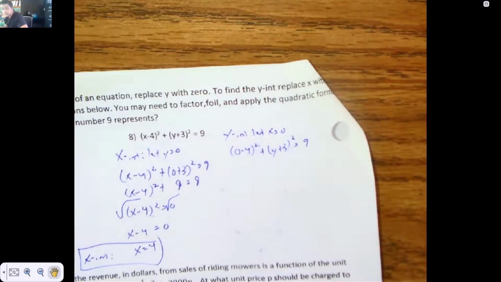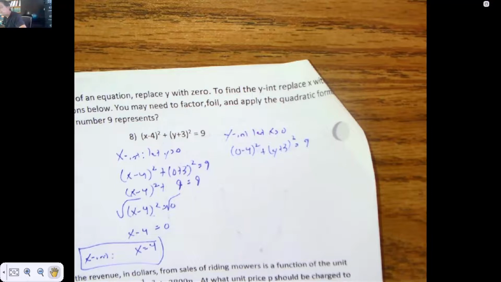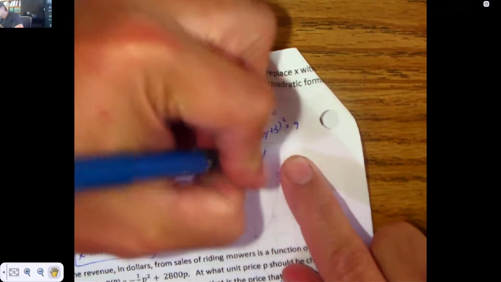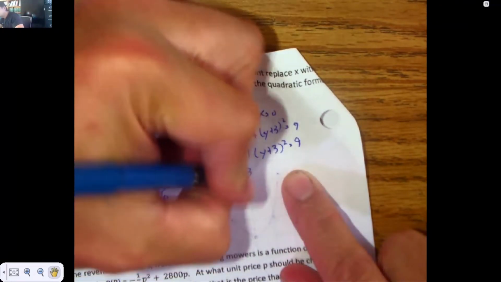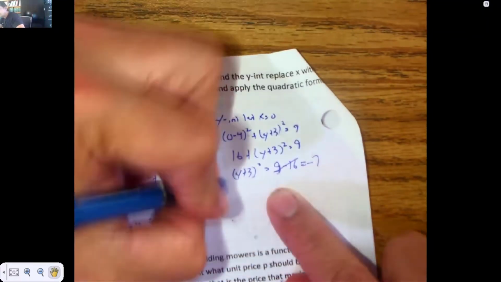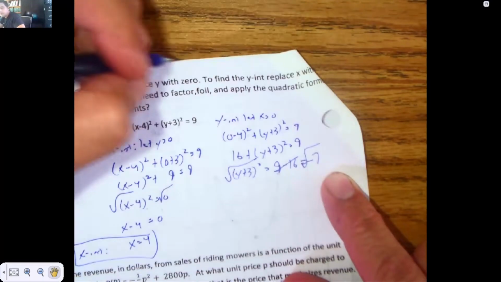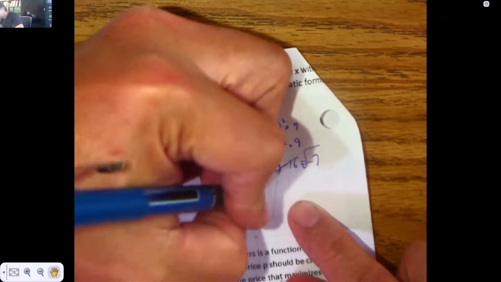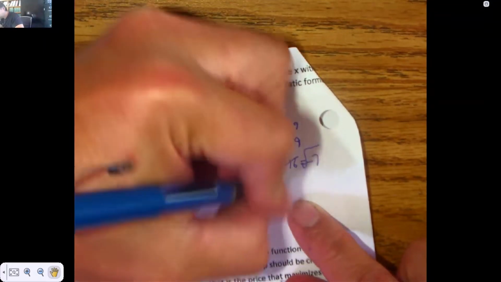And I'm going to get something funky here. That's something you actually know how to work with now. It's just going to be imaginary. 0 minus 4 squared is 16. I'm going to take away 16. 9 minus 16, I don't know why I wrote that out, is negative 7. I'm going to counteract squaring with square rooting. And I have that y plus 3 is equal to plus or minus the imaginary root of 7.